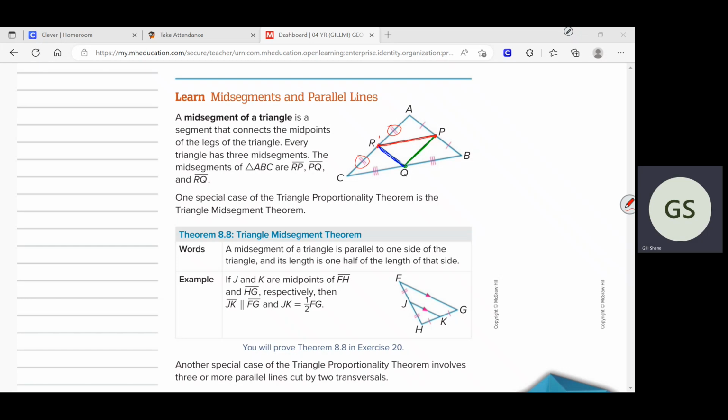2 equal line segments. So R therefore is the midpoint. Well, same thing over here. I split this side into 2 equal halves. So that means P is the midpoint. And then same thing for Q.